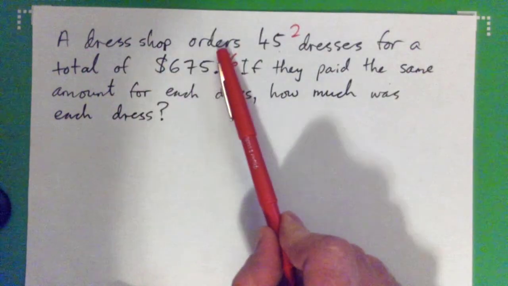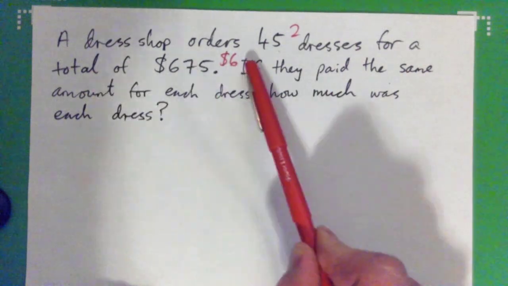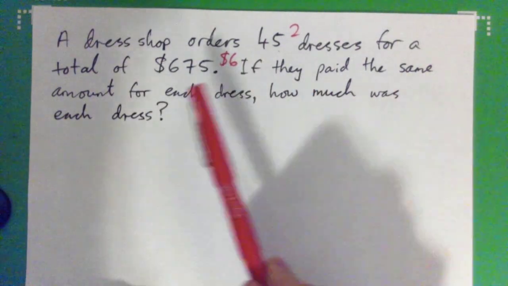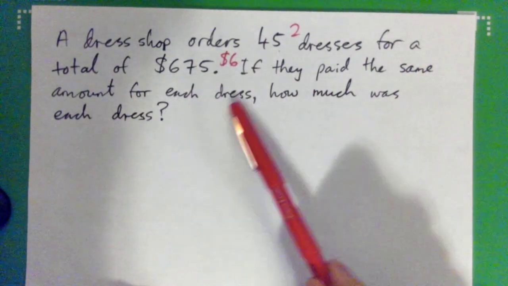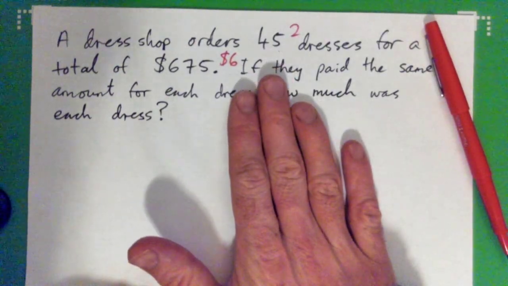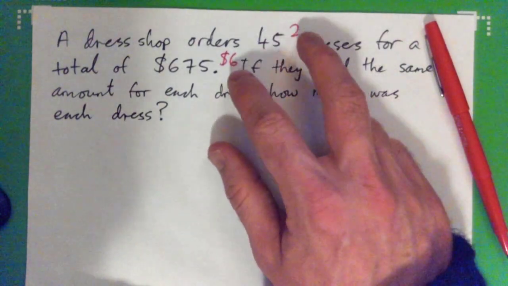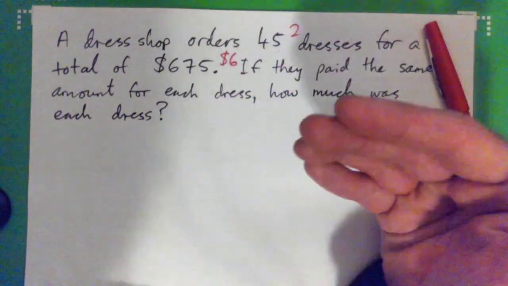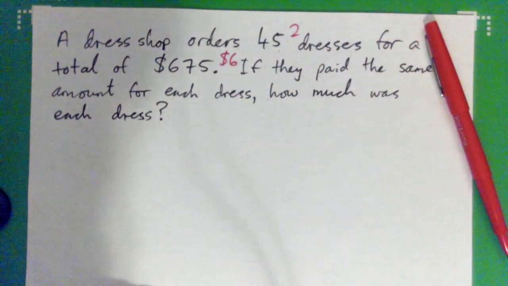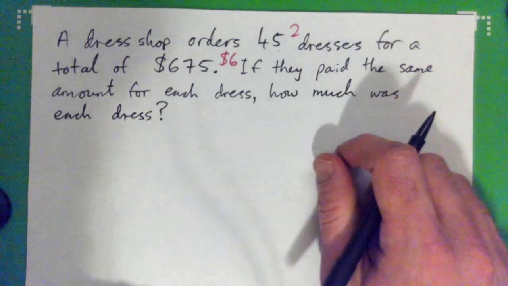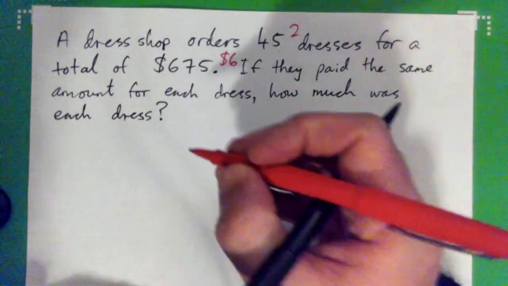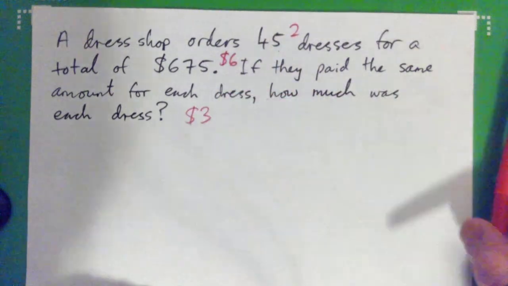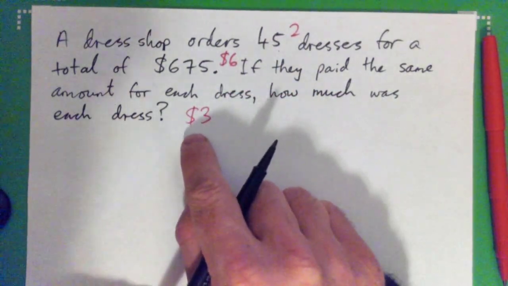A dress shop orders 2 dresses for a total of $6. If they paid the same amount for each dress, how much was each dress? Take your time and answer that. I've changed the question by just putting in easy numbers, and I want you to give me the answer. Just say it, write it down, and then tell me what operation you would do to get an answer. $3. You think that's the answer? That's correct. How did you get 3? What did you do to get 3?